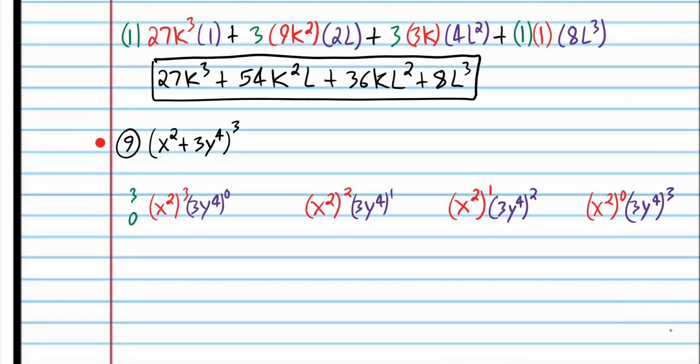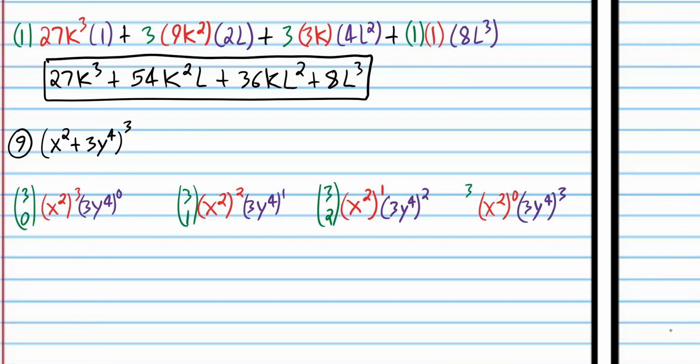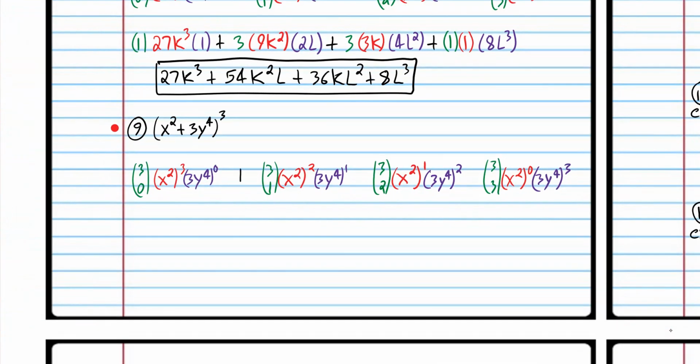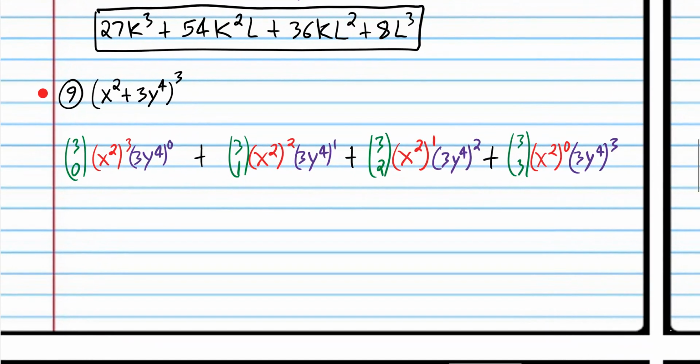So we're going to start with 3 choose 0, 3 choose 1, 3 choose 2, and 3 choose 3. Don't forget to write your addition symbol in between. And 3 choose 0 is defined to be 1. Very important to understand that that's a definition. It makes no logical sense mathematically.